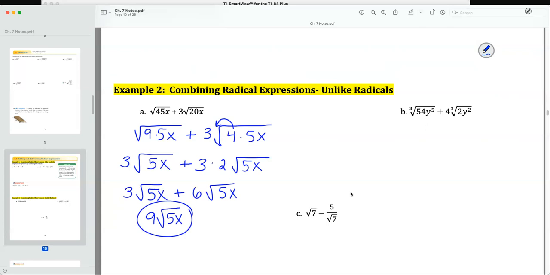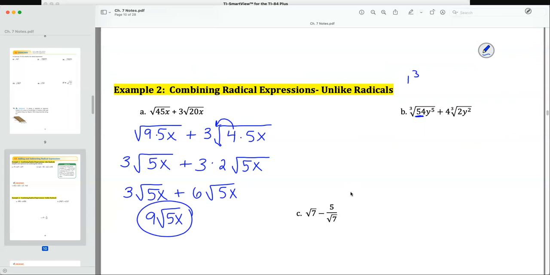Looking at the second one, we still are going to want to simplify before we do anything else. So looking at the cube root of 54 y to the 5th plus 4 times the cube root of 54 y squared. First thing we have to notice is this is a cube root. This is not a square root. So we're looking for not the perfect squares that would be factors of 54, but the perfect cubes.